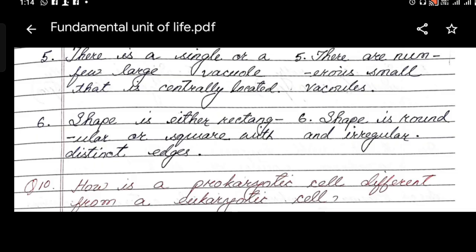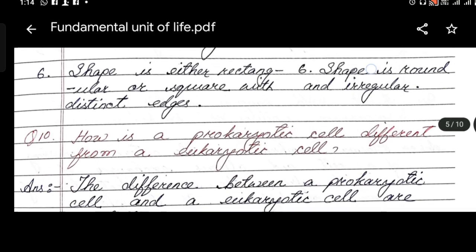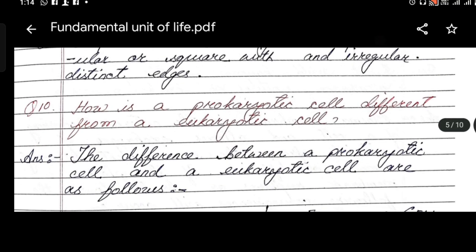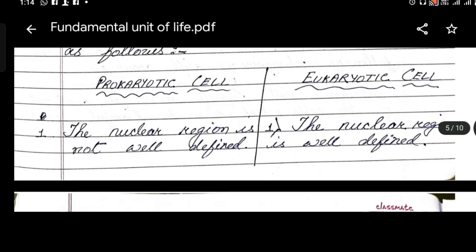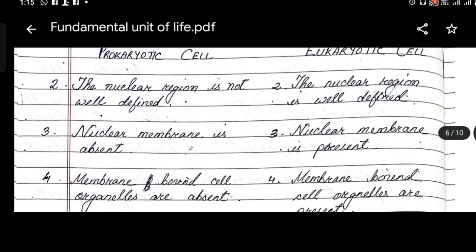Question number 10. How is a prokaryotic cell different from a eukaryotic cell? Answer. The differences between a prokaryotic cell and a eukaryotic cell are as follows. Prokaryotic cell: 1. The nuclear region is not well defined. Eukaryotic cell: 1. The nuclear region is well defined.